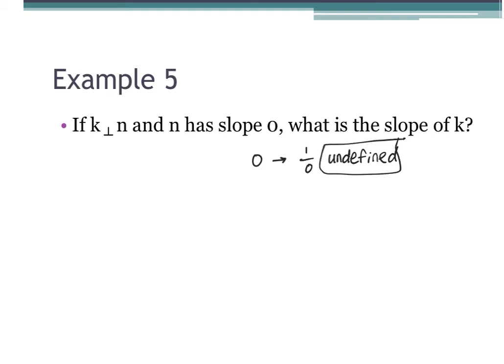Now, another way you could have looked at it, if we know that the slope is 0, what kind of line is that? That's a horizontal line, okay? And remember, vertical lines are perpendicular to horizontal lines. You could have recognized that k had to be a vertical line. And in that case, you would have known that the slope had to be undefined.